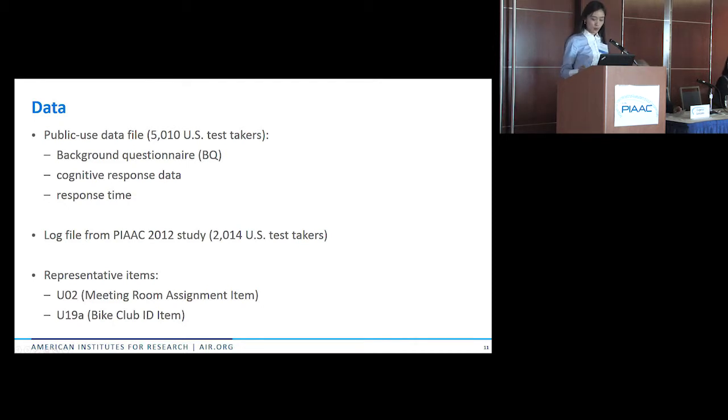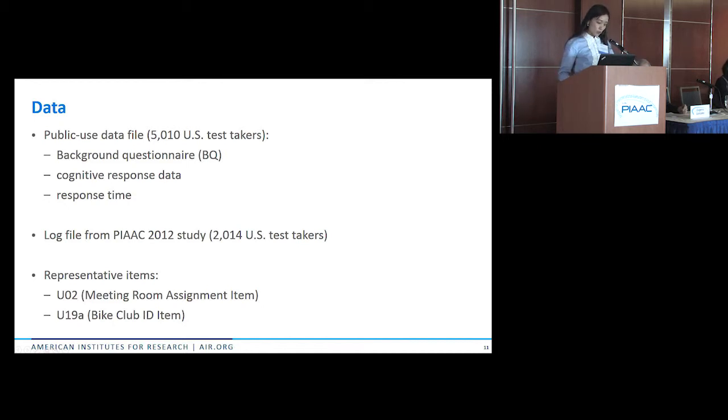The data we use in this study include two data sets, the public use data file and the log files. We focus on two representative items in this study. U02 is a meeting room assignment problem. It asks you to read through a list of emails and find out which ones are about meeting room requests. And then you have to switch to another environment to fill in the details of the meeting room requests.